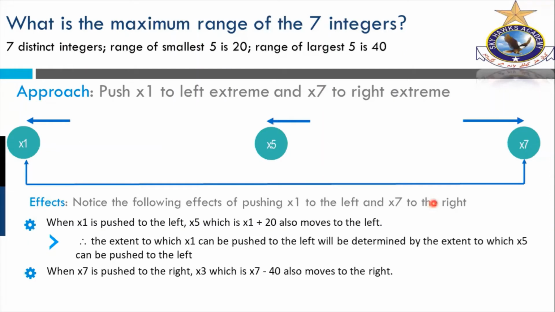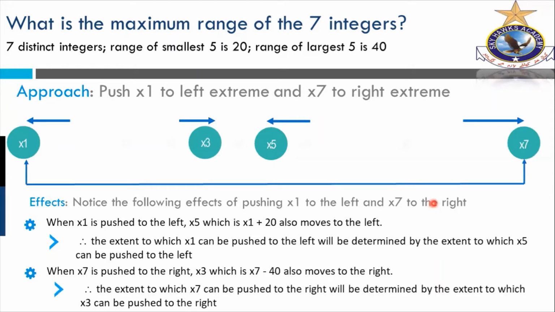But anyhow, when x7 is pushed to the right, x7 minus 40, that range was given, and we have just calculated the value of x3, also moves to the right. How? This x3 is moving because this is the lowest point of the top 5 numbers from the descending order. So true. Therefore, how far x7 can be pushed to the right will be determined by the extent to which x3 can be pushed to the right. So their movements are interlinked with each other.